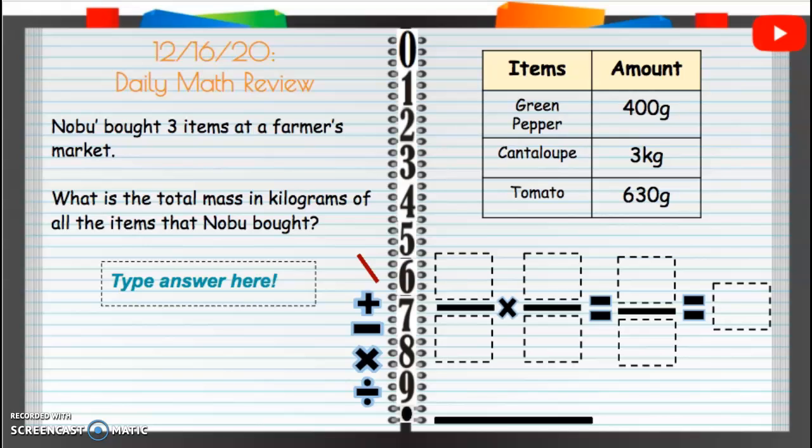December 16th, 2020 Daily Math Review. Nobu bought 3 items at a farmer's market. What is the total mass in kilograms of all the items that Nobu bought?